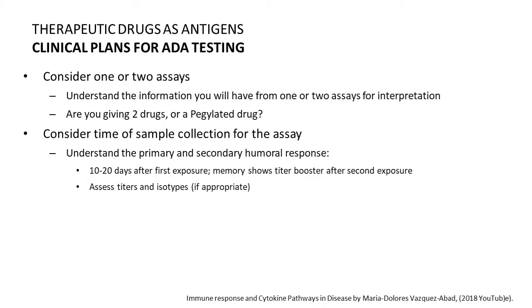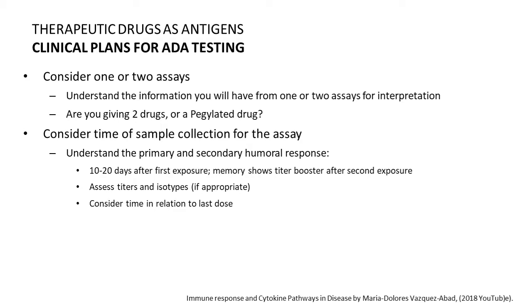So if isotypes are available, that's fine, but I really think that validation of isotypes is more complex. It probably is much easier just to assess the titers, because believe me, a titer booster, you will not miss it. It's going to have to be at least threefold, if not higher, and it's very typical of a secondary response.